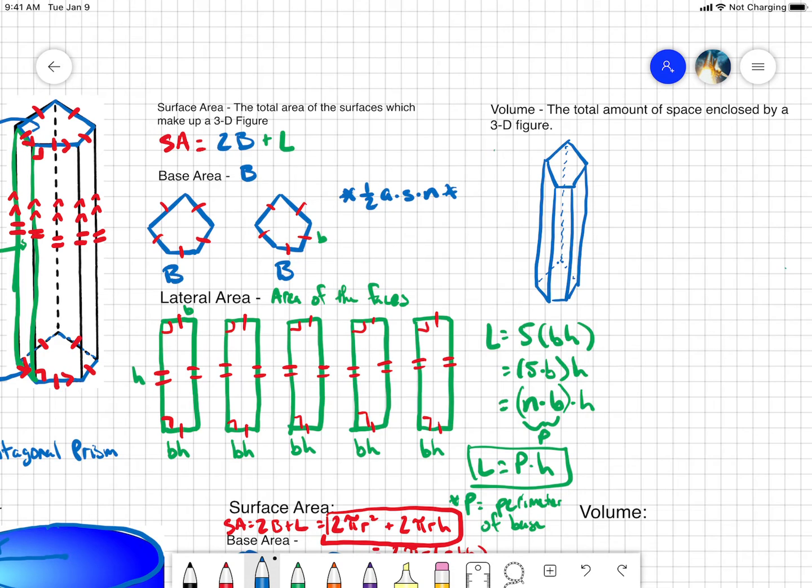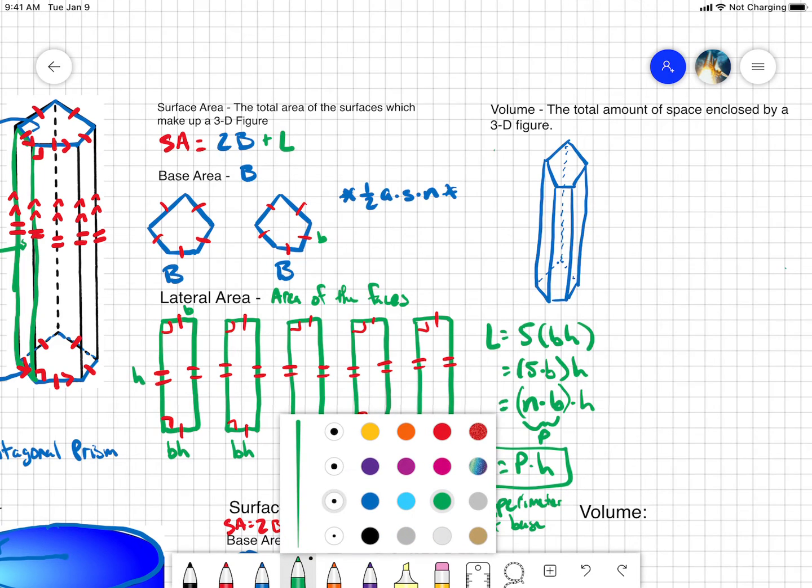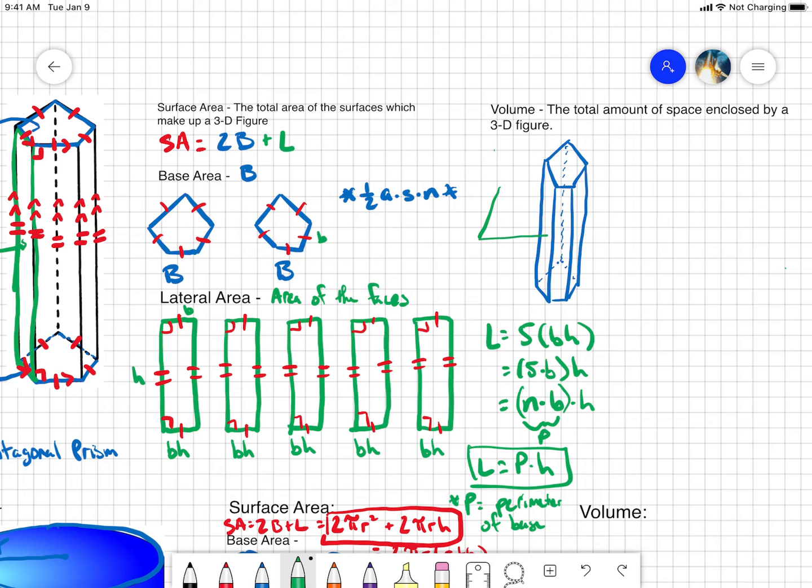So if I imagine slicing this prism here, what shape do you think will be left on that plane? If I slice this pentagonal prism, what shape do you think will be left on that plane?